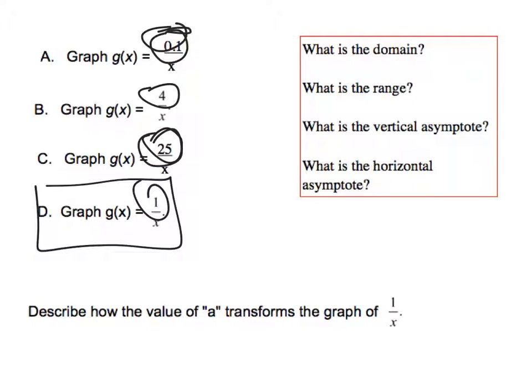And again, the domain and range are going to be all real numbers except 0, and the vertical asymptote is going to be at x equals 0, and the horizontal is at y equals 0. Now we'll shift these graphs left, right, up, and down so that the asymptotes are not always going to be at 0, and the domain and range are not always going to be all real numbers except for 0.